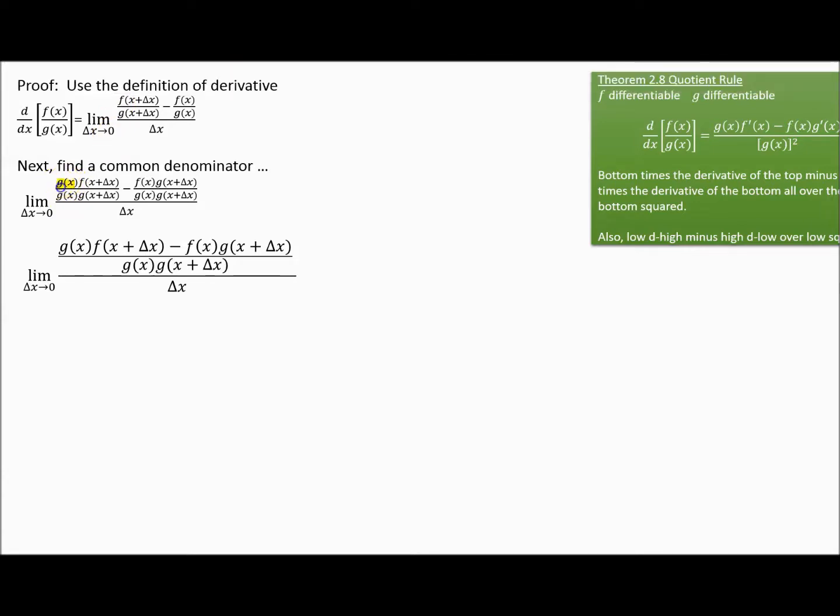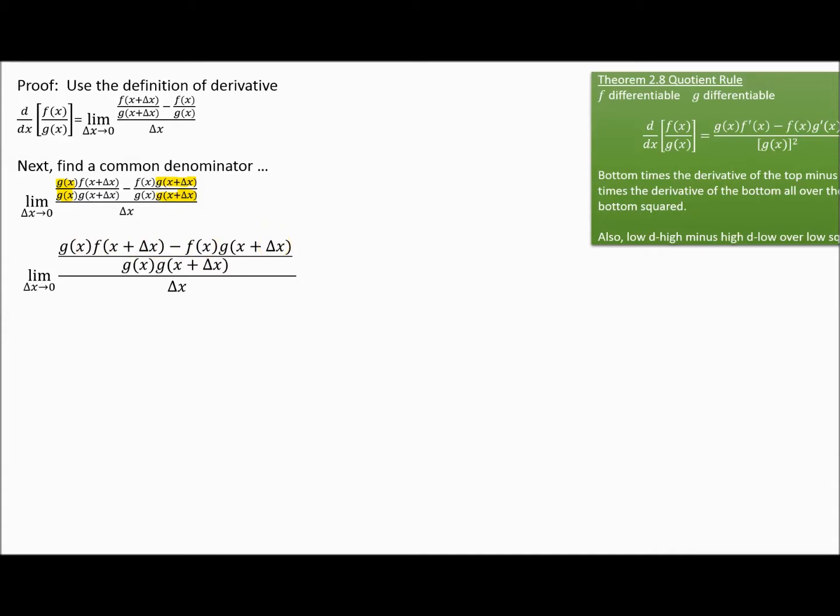So this is the new stuff. I multiplied by g of x over g of x there. And over here, I multiplied by g of x plus delta x over g of x plus delta x because that was my original denominators. Combine that together. Write just one denominator instead of these two separate guys and just rewrite what I have in the numerator there.